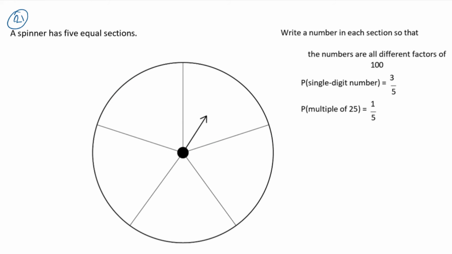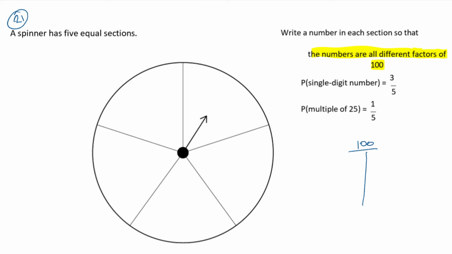Question 21. A spinner has 5 equal sections. Write a number in each section so that the numbers are all different factors of 100. The probability of a single digit number is 3/5, and the probability of a multiple of 25 is 1/5. Okay, let's go through this line by line because I'm a bit confused at the moment. So the numbers are all different factors of 100. What are the factors of 100 first off?